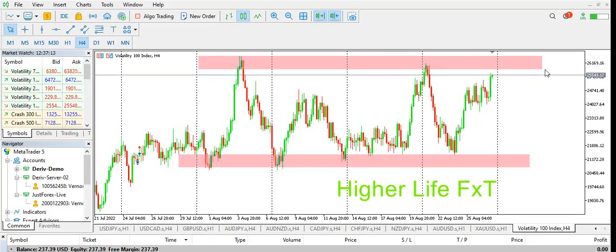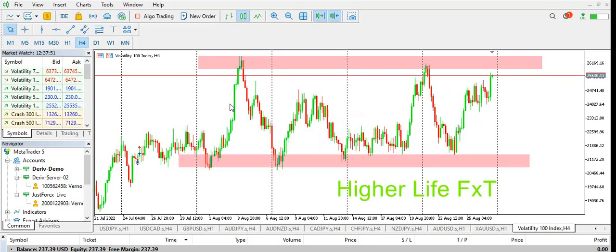As you can see, we are on volatility 100 and we are on the 4 hours time frame. I'm gonna keep this video short, less than 10 minutes, because we have already dealt with this stuff in the previous video. This is just to show you that even in volatility indices on Deriv, the same trading principles apply.